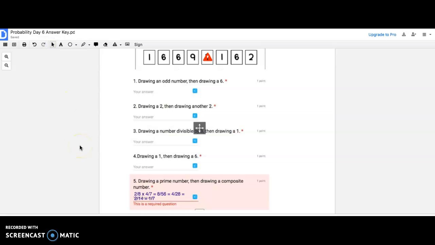You have a 1 out of 7 chance of drawing a prime number and then drawing a composite number in this set. Remember, 1 and 0 are neither prime nor composite. And the only number in this set that is prime is 2, and there were 2 of those. 8 total cards in the set here.